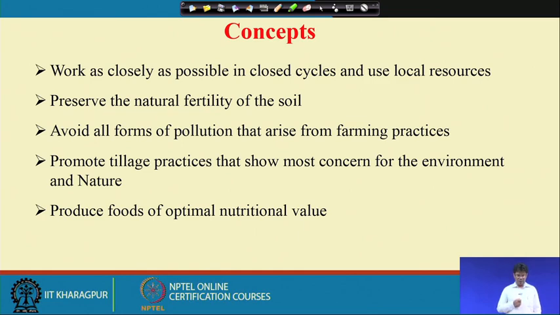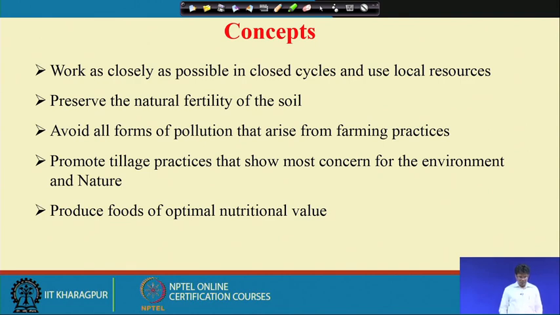So the soil fertility has to be maintained, or may be improved, through the concept of organic farming, where we maintain and improve the soil fertility on a long-term basis, as we discussed. Avoid all forms of pollution that arise from farming, as we discussed, either air pollution, water pollution or soil pollution. Then promote tillage practices that show most concern for environment and nature.